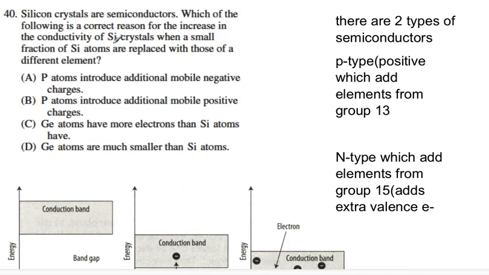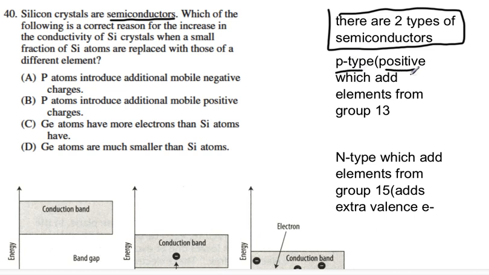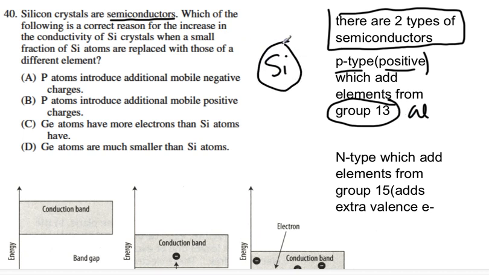Silicon crystals are semiconductors. Semiconductors are basically used in phones, computer chips, everything else. There's basically two types of semiconductors. There's a p-type, which we call positive, where you're adding elements from group 13, like aluminum, which has one less valence electron than silicon, because silicon's in every semiconductor, right? So you're either going to add something that has one less valence electron, or an n-type semiconductor is where you add an element from group 15, for example, phosphorus. Group 15 means they have an extra valence electron.